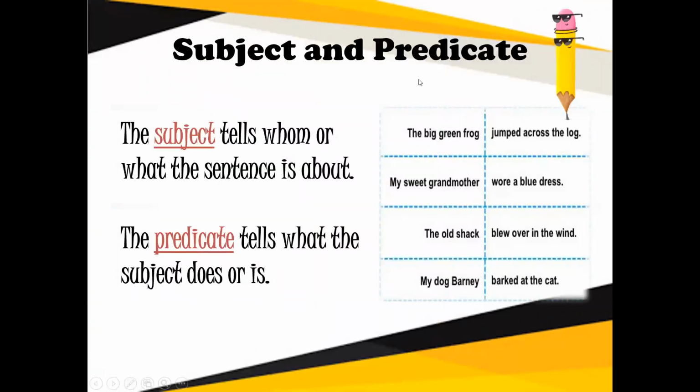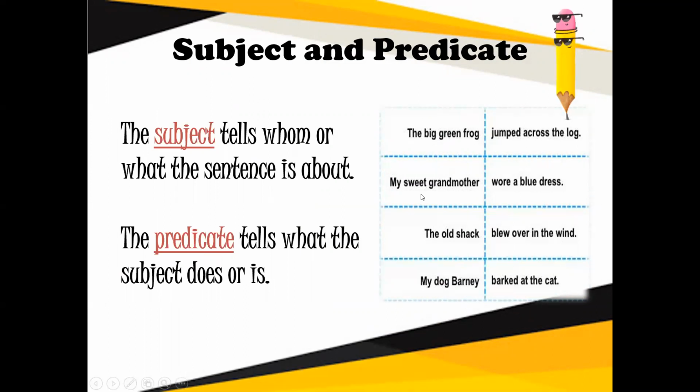Let's talk about subject and predicate. The subject tells whom or what the sentence is about. This is your topic. The predicate tells what the subject does or is. So the predicate adds more information about your subject.